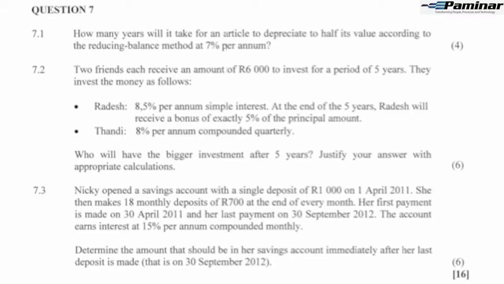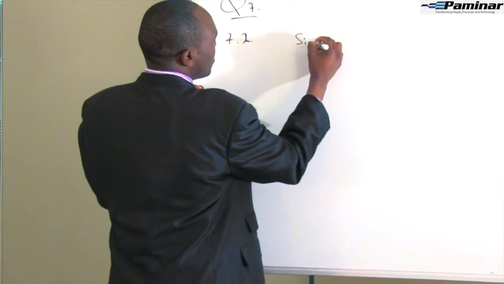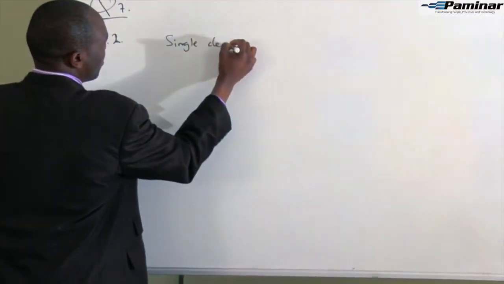Now let's look at that one. Nikki opened a savings account with a single deposit of 1,000 on 1 April 2011. She then makes 18 monthly deposits of 700 at the end of every month. The first payment is made on 30 April 2011 and the last payment on 30 September 2012. The account earns interest at 15% per annum, compounded monthly. Alright? So now, let's have this. We are going to have the one for the single deposit.